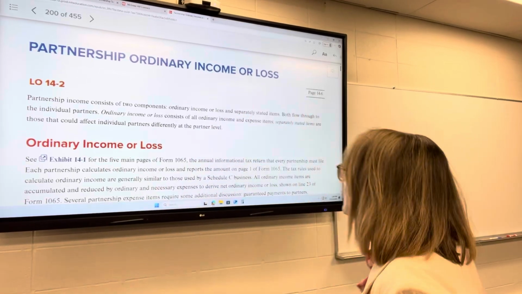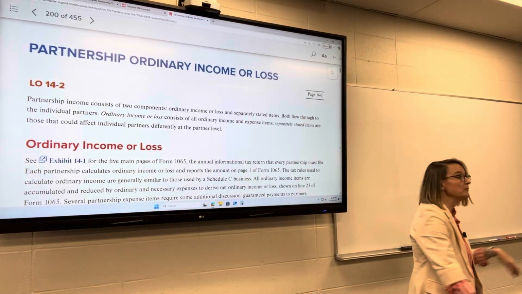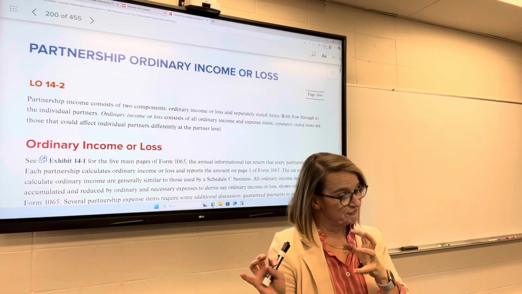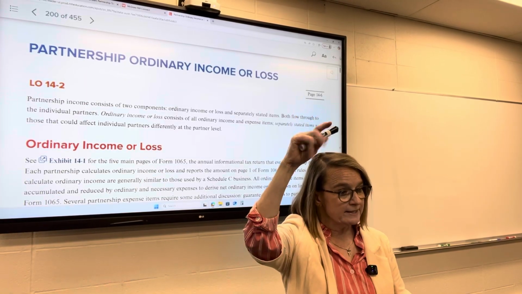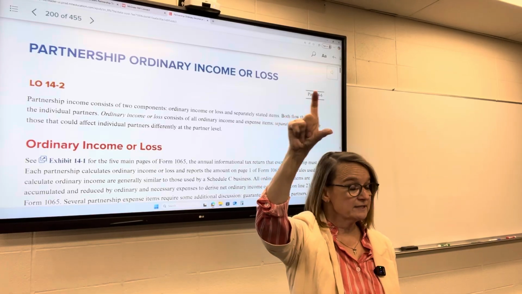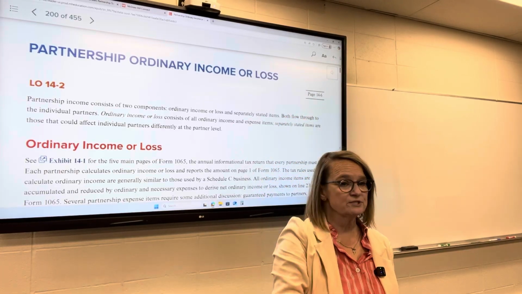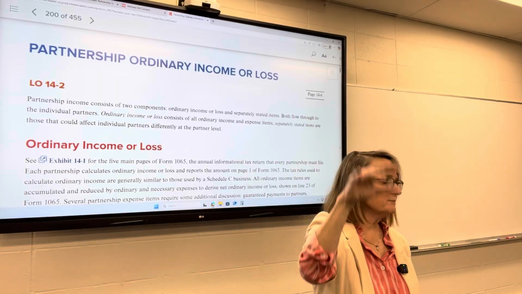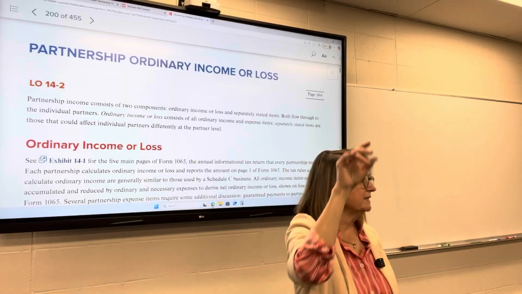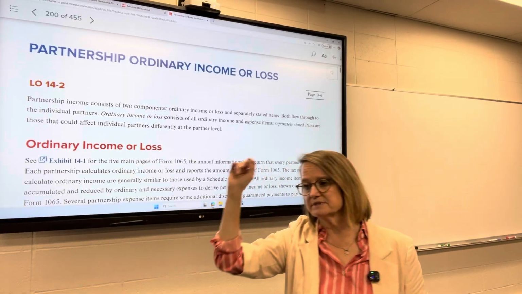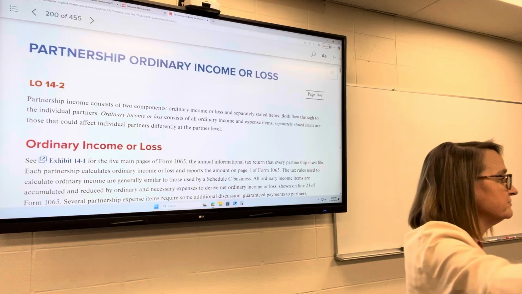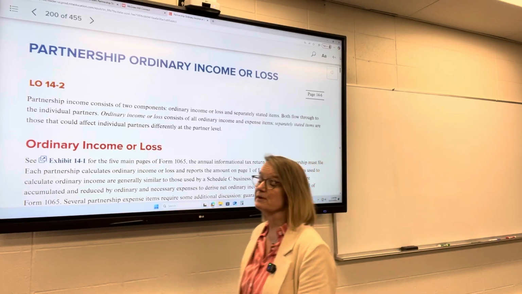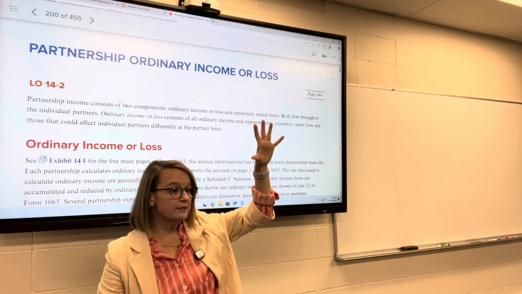All right, so ordinary income or loss. Remember when we were talking about flow-through entities in chapter 8, and we looked at that K1, and we've got ordinary income in box 1, and then we've got all these other separately stated items. We've got boxes for interest income, long-term capital gains, short-term capital gains, royalty income, rental income, dividends, qualified dividends, ordinary dividends. We've got all these other boxes for separately stated items, but then we've got that box 1 for ordinary income.